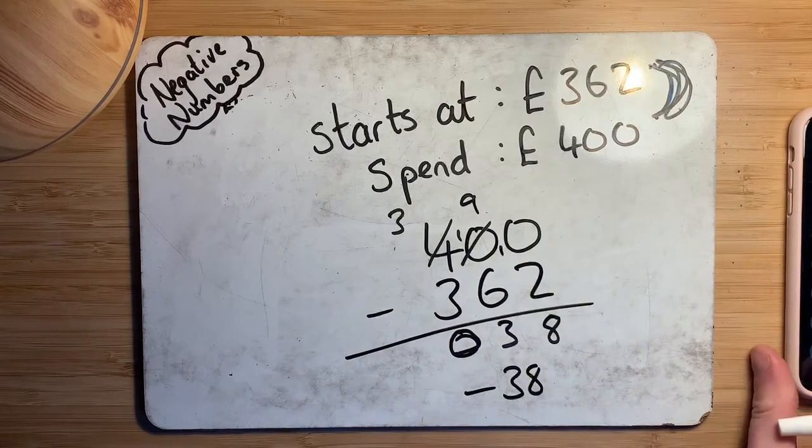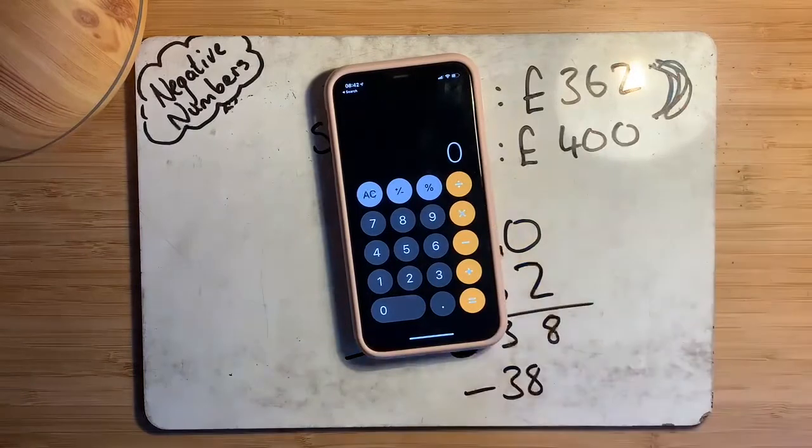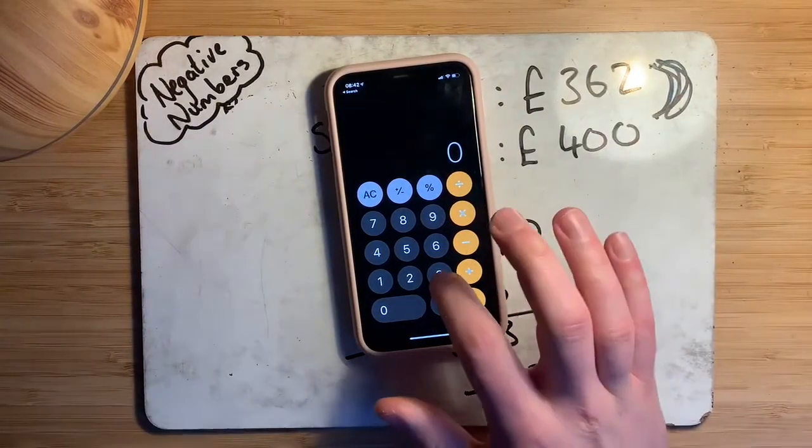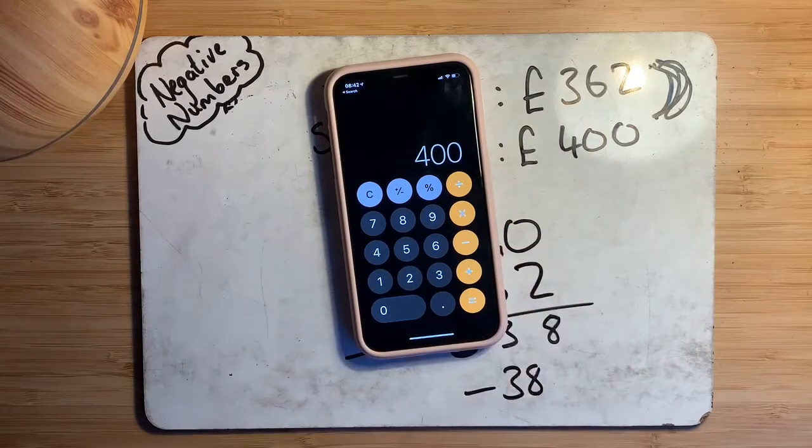And just to confirm, I've got a calculator here. Let's do the sum that is actually here. So say the person starts on 362, they spend 400, and our calculator should hopefully say minus 38, which it does. So that's another way to go about it that you might find a lot quicker.